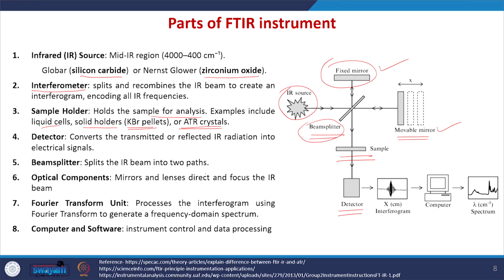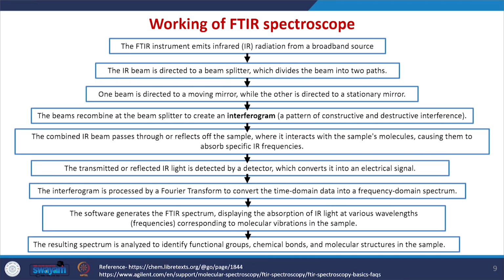The detector converts the transmitted or reflected IR radiation into electrical signals, and the electrical signals are processed by the computer for analysis. Let us see the working of FTIR spectroscopy in detail. The FTIR instrument emits infrared radiation from a broadband source. Then the IR beam is directed to a beam splitter, which divides the beam into two paths.